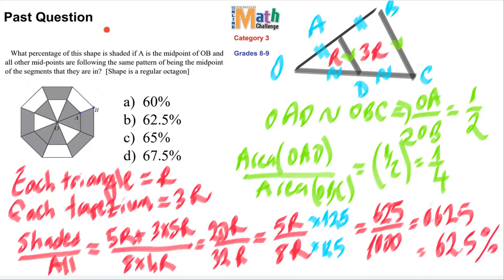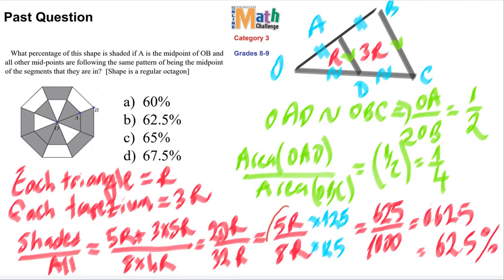So if you count the shaded ones, 1 R, 2 R's, 3 R's, 4 R's, 5 R's, and then you can add the shaded ones. So 5, 3 plus 8, plus 3, 11, plus 3, 14, plus 3, 17, plus 3, 20R. So the shaded part is 20R. And if this is 4R, we have 8 such triangles. 8 times 4R, which is 32R.